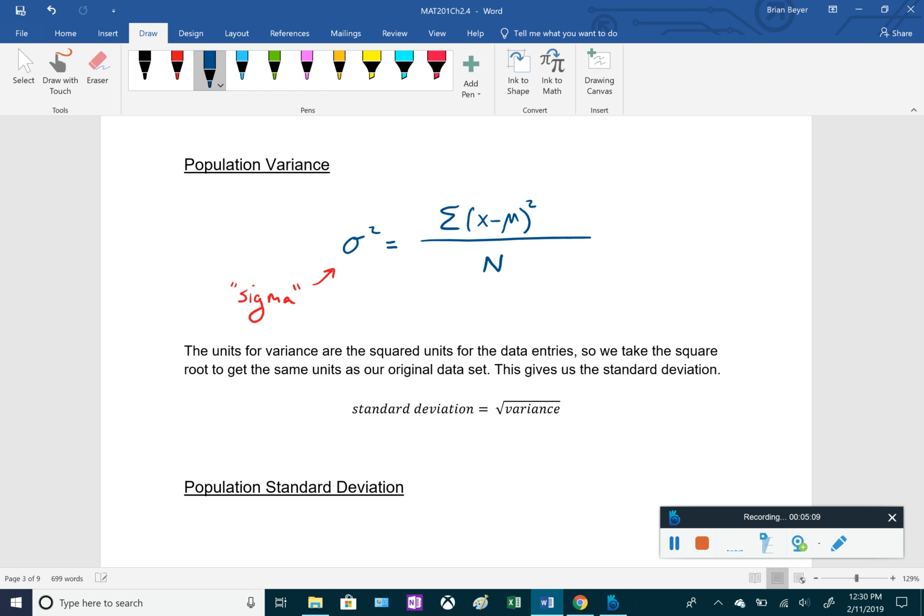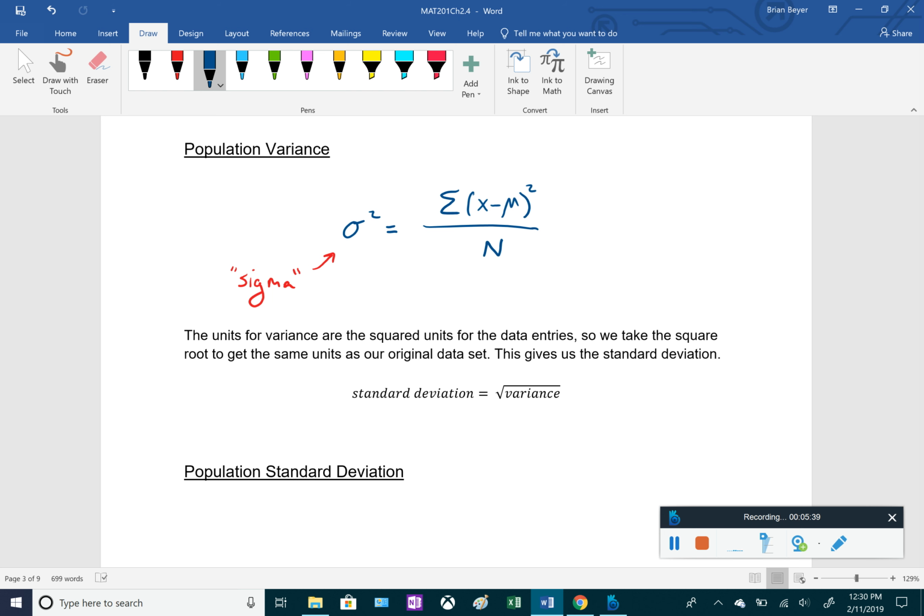That's essentially meaningless. So in order to get back our same units, we're going to take the square root of the variance, and that's going to give us standard deviation. So the standard deviation is just the square root of the variance. We always find standard deviation by finding the variance first and then taking the square root of it. It's going to look pretty much the same. It's going to be sigma equals the square root of the variance, which is the summation of the deviation squared divided by how many there are.